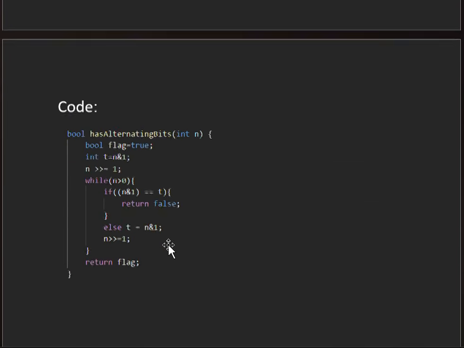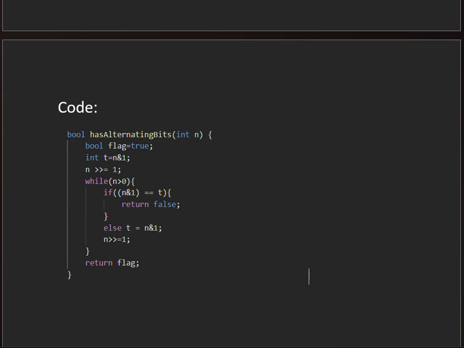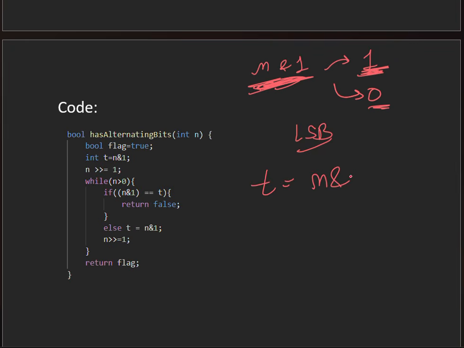So how can we check adjacent bits? If we take any number n and do AND with 1, it will tell us whether the first bit is either 1 or 0. So if n AND 1 is 1, that means the lowest significant bit of that number n is 1. If n AND 1 is 0, means it is 0. So what we will do is we will take a variable t and store the first bit, right? The first bit, and then we right shift our number.